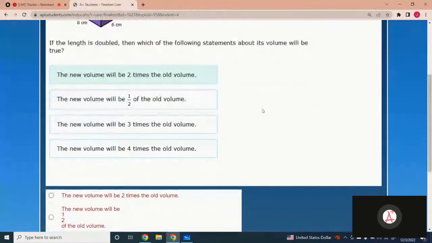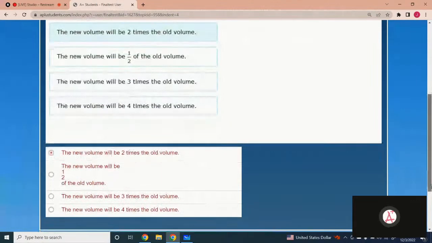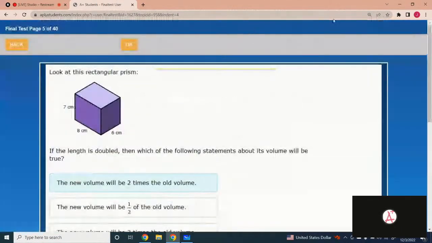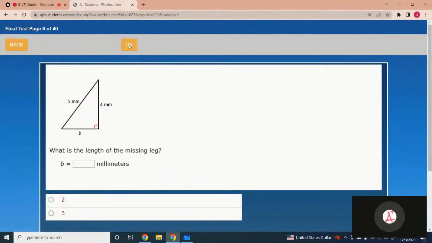So the correct option is the first one. The new volume will be 2 times the old volume. Got it? So just select the correct option, then click on the OK button. You can complete the test by yourself later today. Let me just move on to the next topic.